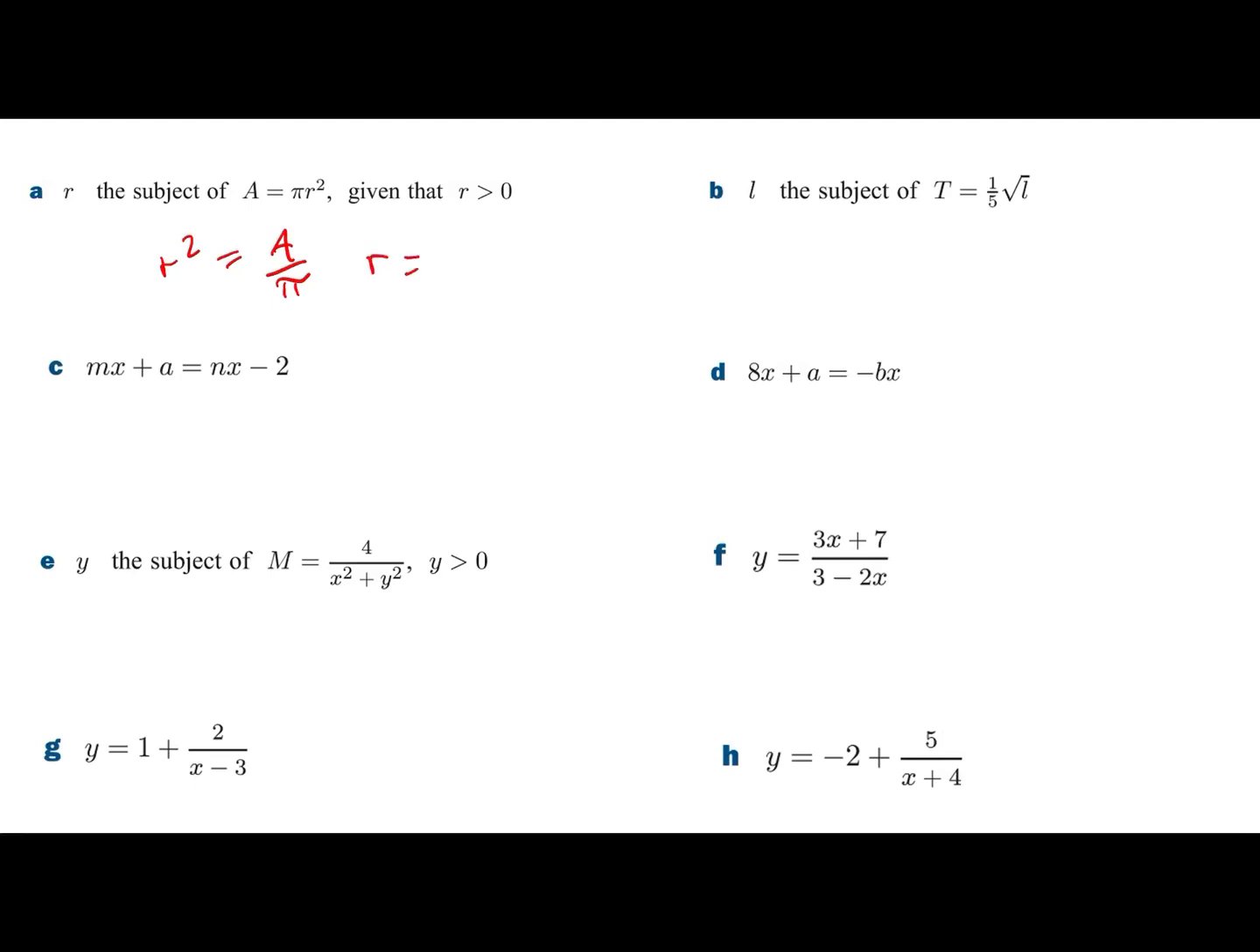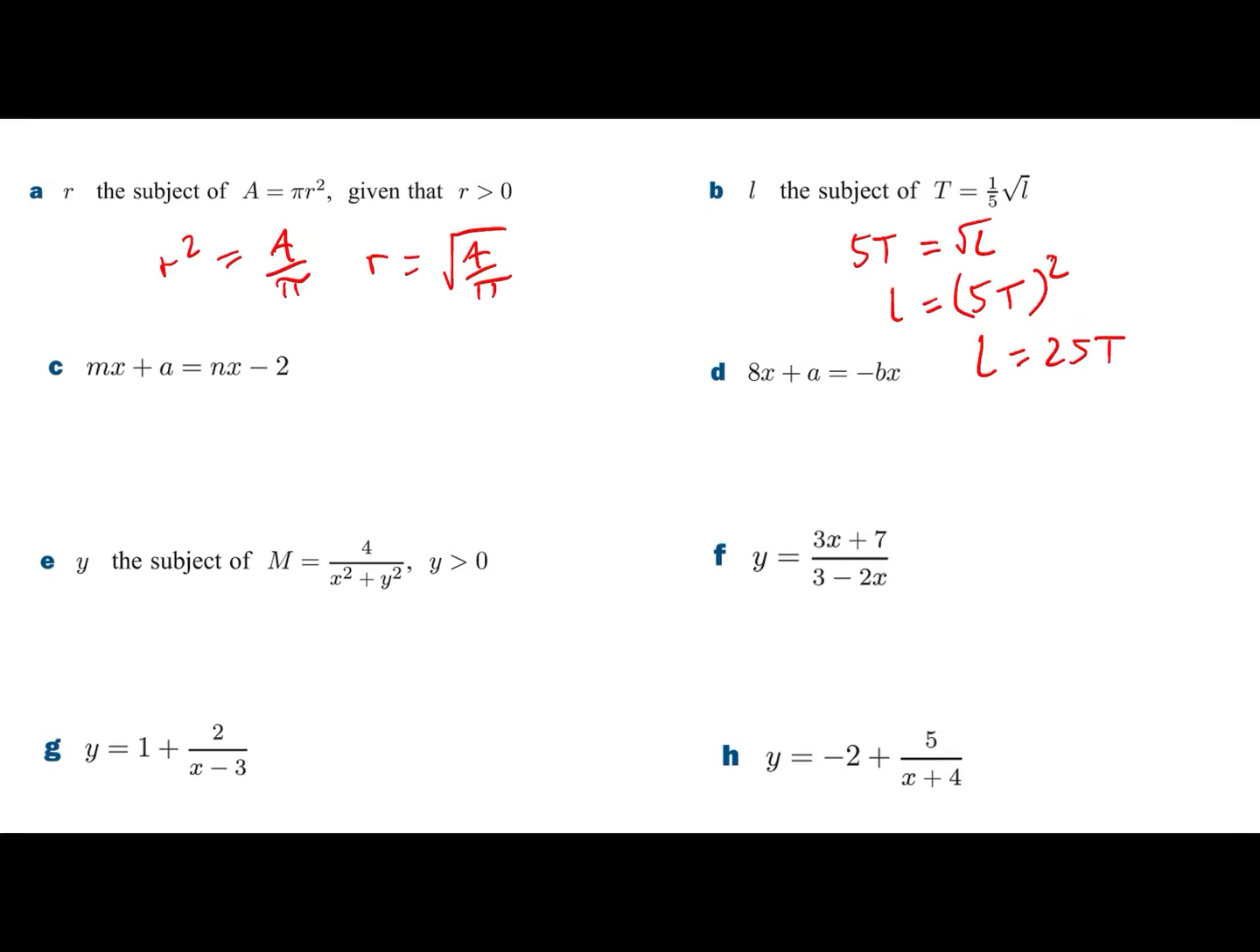So make r the subject. So you're going to get r squared equals a over pi. So r is equal to the square root of a over pi. Simple. Okay. Times both sides of the equation by 5. You're going to get 5t equals the square root of L. So square both sides, then L is going to be 5t squared. Don't forget to square everything. So L is equal to 25t squared.